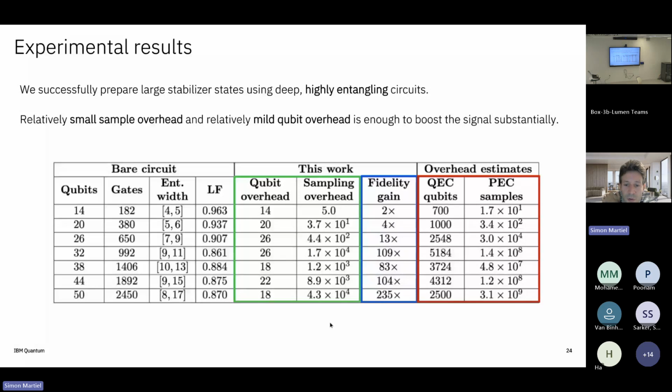If you want samples with this fidelity with PEC, with this noise, this layer fidelity, which corresponds to the noise we inject at each layer, you will need billions of shots to achieve the same result. Except in our case, we are in the 10,000 shots, so we have a 10 to the 5 improvement compared to PEC.